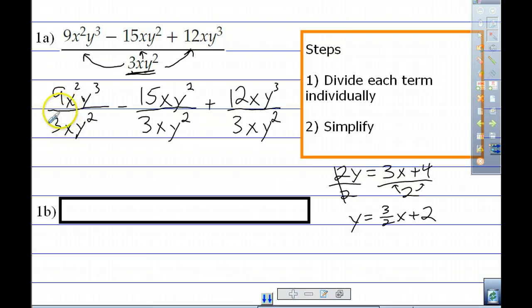So now I just have to do one thing at a time. 9 over 3 is 3. X squared over x. Y to the third over y squared. No problem. 15 over 3, 5. X over x, 1. Y squared over y squared, 1. 5 times 1 times 1, which is 5. We don't write the 1. Next. 12 divided by 3 is 4. And x over x, 1. Y to the third over y squared, y.